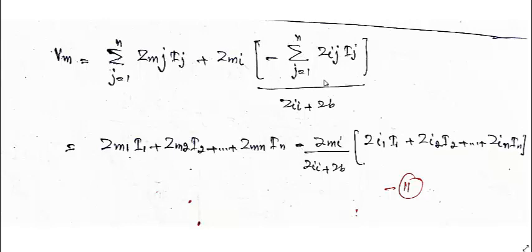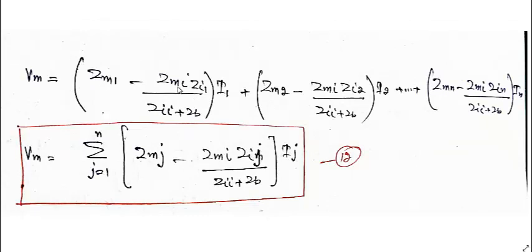So again, I expand this. It will be equal to minus Zmi divided by Zii plus Zb, into Zi1 I1 plus Zi2 I2 plus up to Zin In. Now, taking I1 common and taking the rest of the terms at one place, this will be equal to Zm1 minus Zmi into Zi1 divided by Zii plus Zb, into I1 plus Zm2 minus Zmi into Zi2 divided by Zii plus Zb, into I2, and so on.